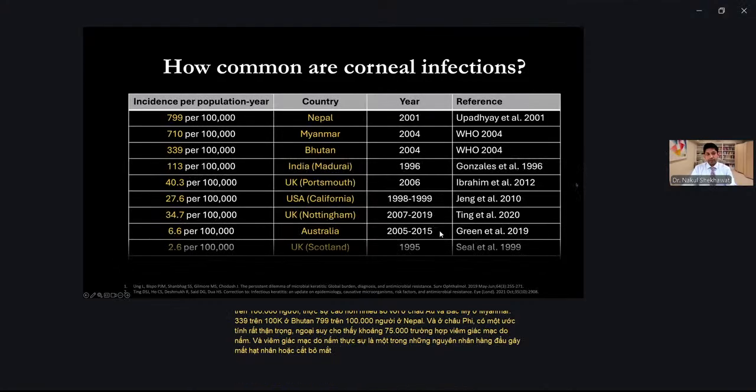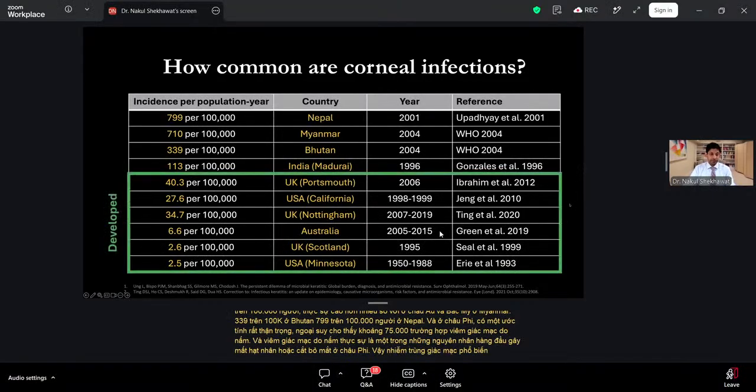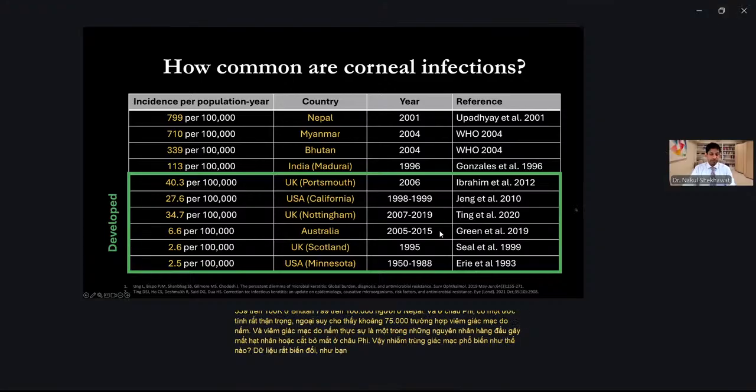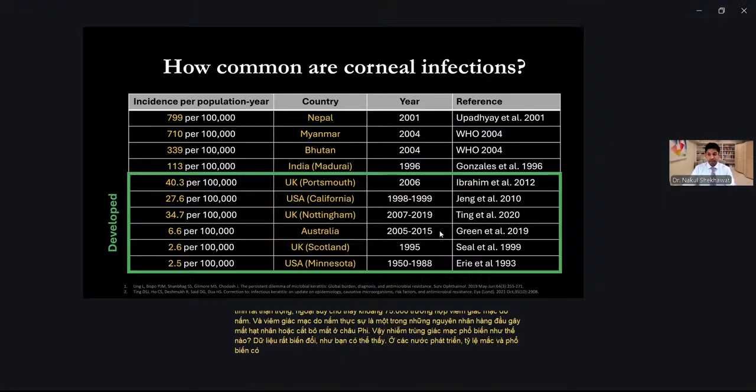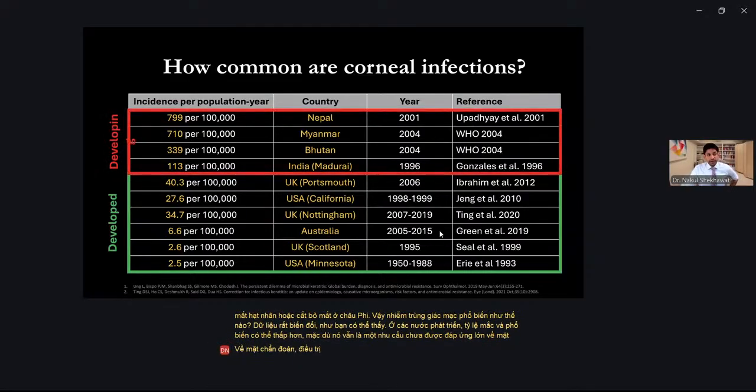So how common are corneal infections? The data is highly variable, as you can see. In developed countries, the incidence and prevalence might be lower, although it's still a major unmet need in terms of diagnostics and therapeutics and preventing blindness. And in developing countries, the numbers are far worse.